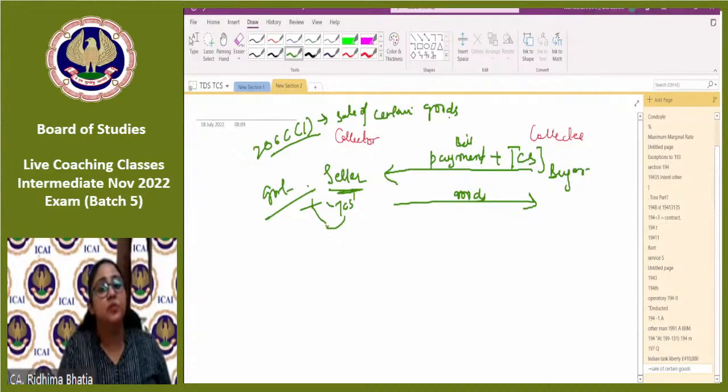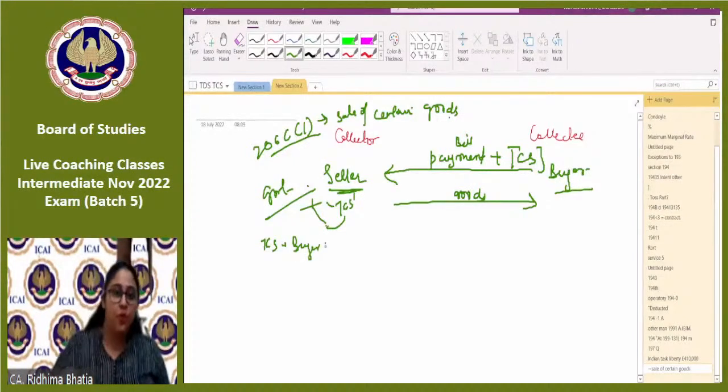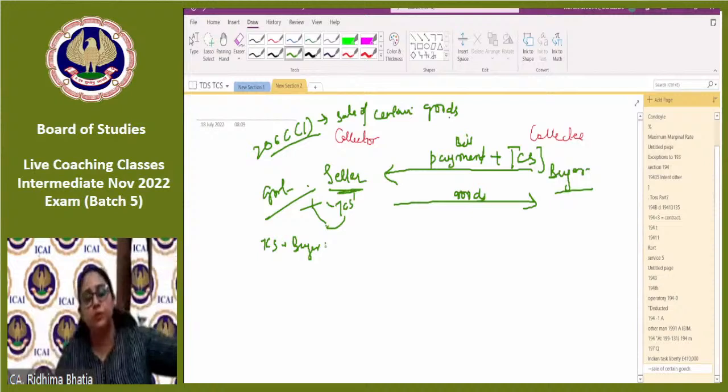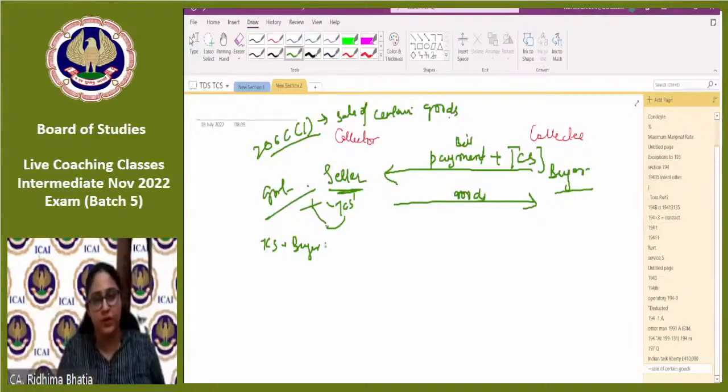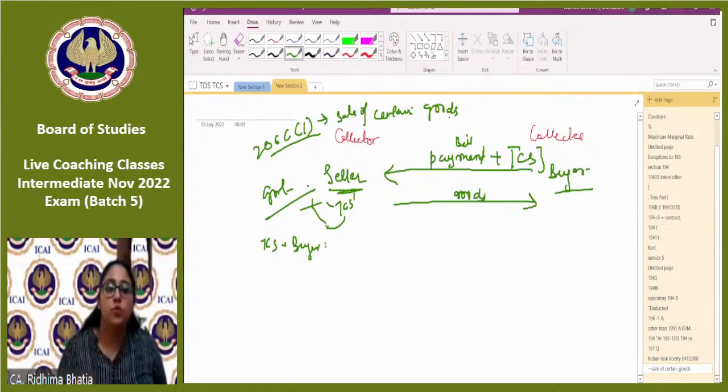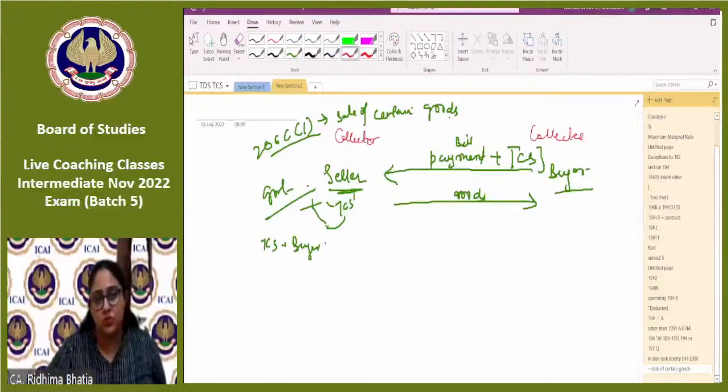अब क्रेडिट किसको मिलेगा? ऑब्वियसली बायर को. टीसीएस का क्रेडिट would be given to buyer because उसने अपनी पॉकेट से एडिशनल पे किया to seller that you go and deposit it to the government. Seller is not paying anything from his pocket. Seller is just collecting the bill and the amount which he has to collect, but now he has the responsibility to collect TCS also. Okay, so he will collect the TCS and the buyer will get the credit of it.